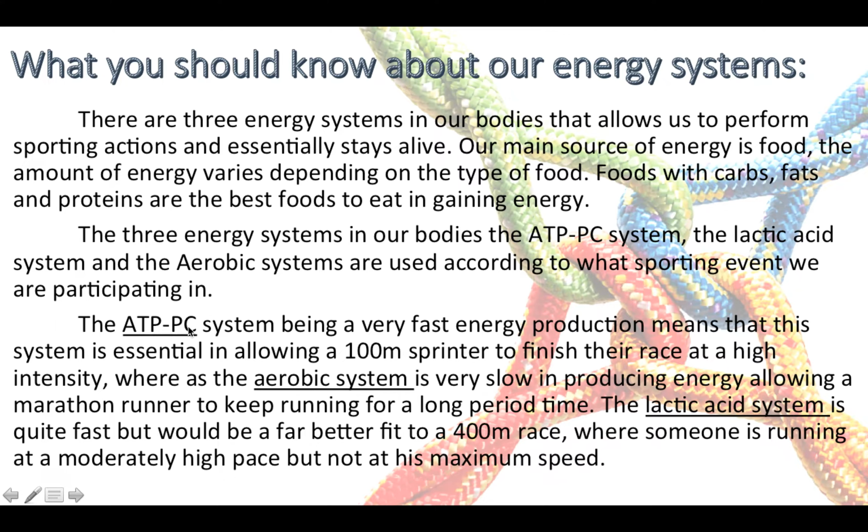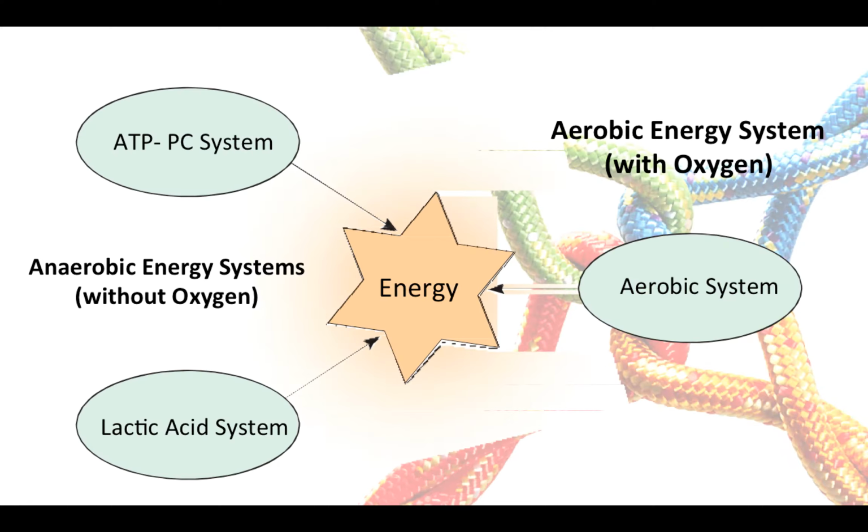The ATP system is very fast energy production, which means that it's essential in allowing a 100-meter sprinter to finish their race at a high intensity. Keywords there, high intensity. Whereas the aerobic system is very slow in producing energy, allowing a marathon runner to keep running for a long period. And that lactic acid system kicks in that middle zone, so it's quite fast, but it's far better suited to a 400-meter race where someone is running at a moderate high pace.